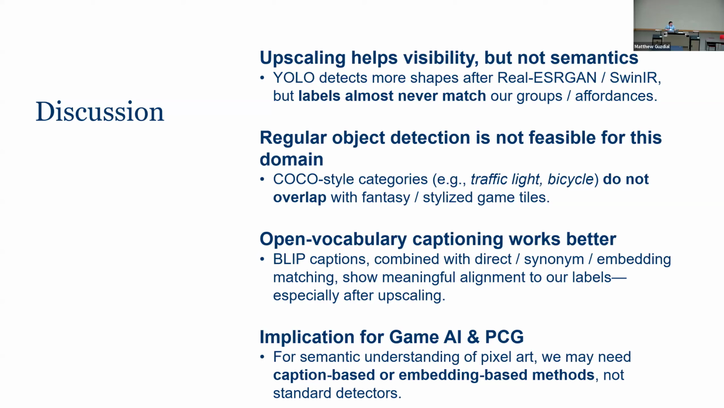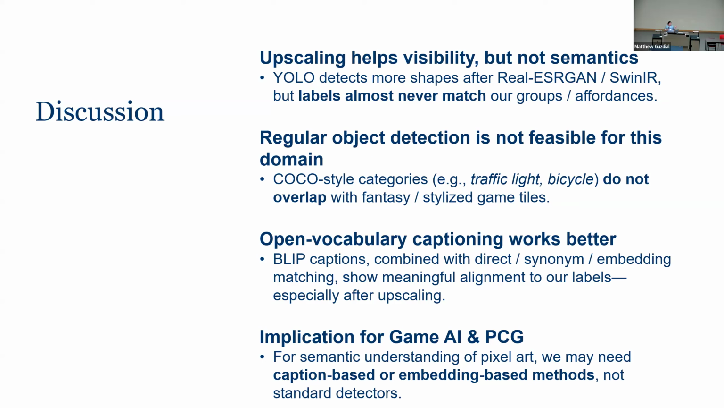And from this study, I want to bring up some interesting discussion points here. We find that upscaling helped the visibility, but not the semantics. You detect more objects, but because YOLO is trained on a real-world dataset, it doesn't fit the fantasy world or any world outside of the real world. So standard object detection may not really be feasible for understanding pixel art tiles.